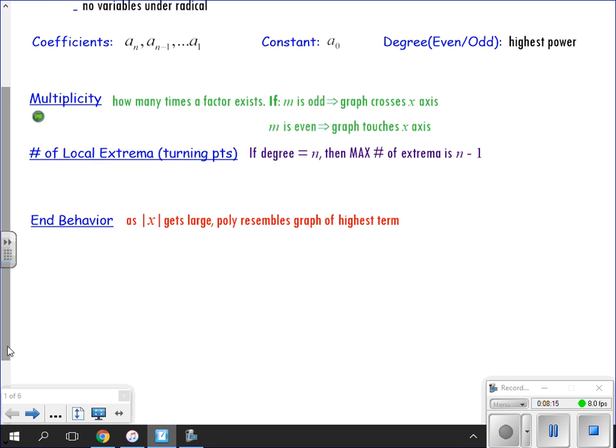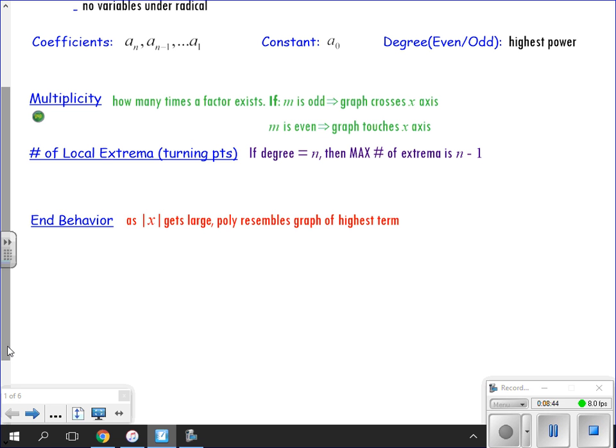And end behavior. This is a big deal. End behavior, in fact, in calculus, we talked about the end behavior model. And we will actually take it to an extreme where we talk about it using other functions other than just polynomials. But the idea is, as the absolute value of x gets really large, a polynomial looks like its highest power.